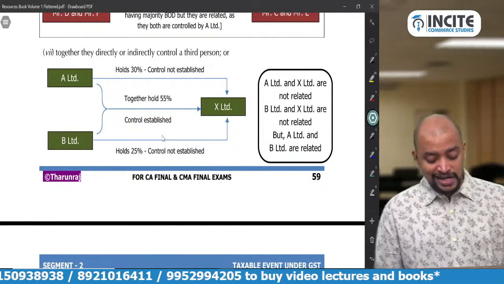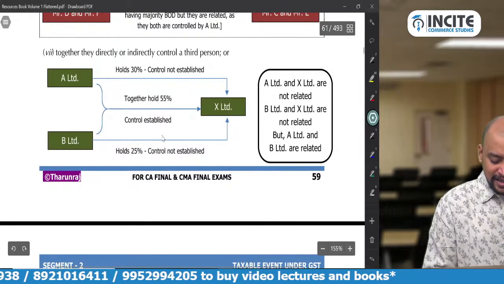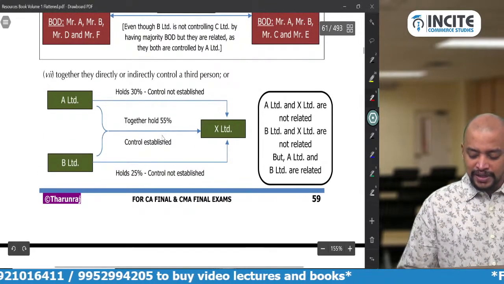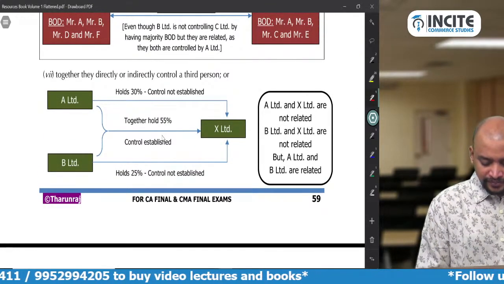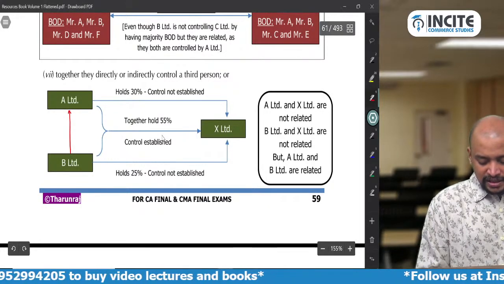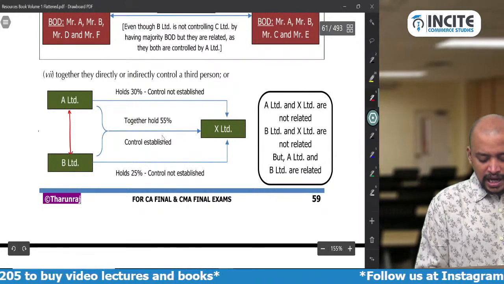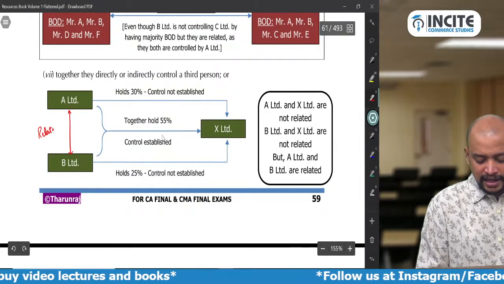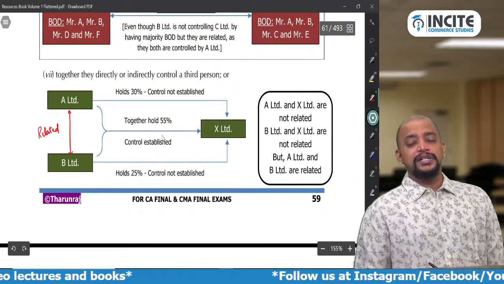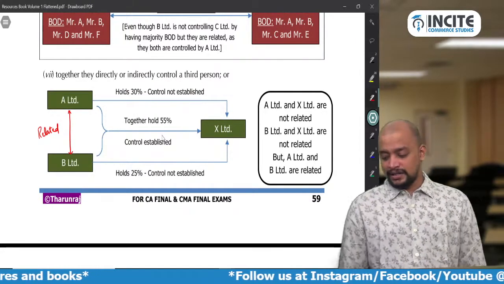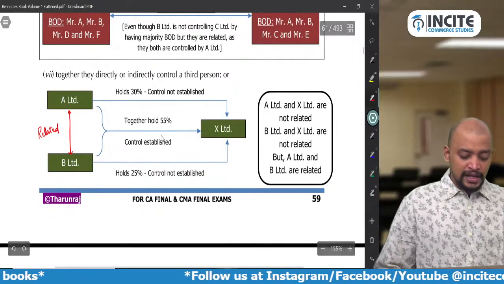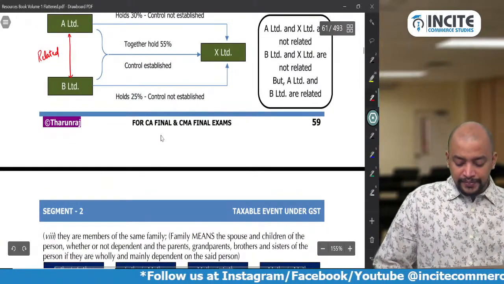Who will be treated as related? This A Limited and B Limited will be treated as related. Understood? Got it here? Then next.